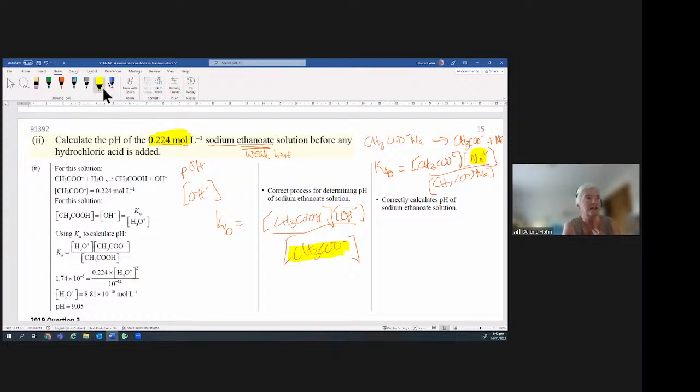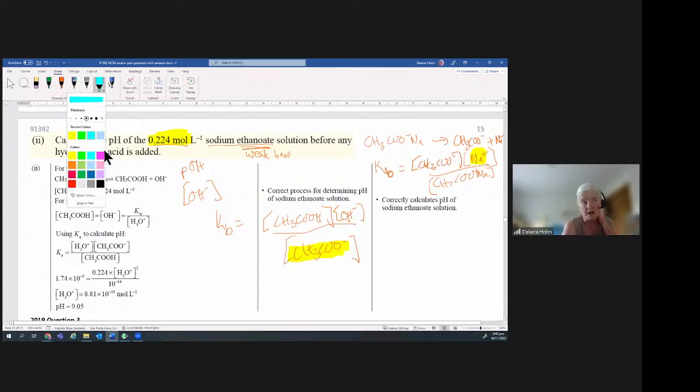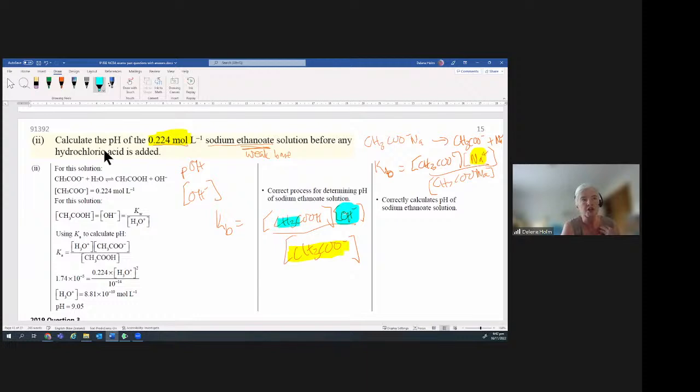Then the second assumption you're going to make, and I strongly recommend that you write those assumptions down, even though they don't give it in the assessment schedule, is you've got to assume that this amount or concentration is the same as that one, which leads you on to an expression where you've only got one unknown, which is the OH minus, because I know this is 0.224, and the Kb you can work out from the Ka. They will give you the Ka or pKa, and you can work out the Kb from it.